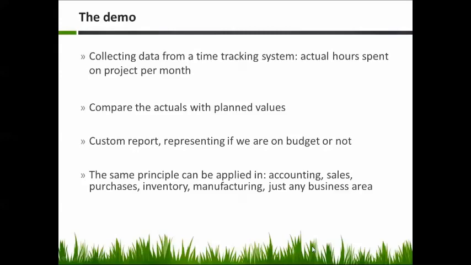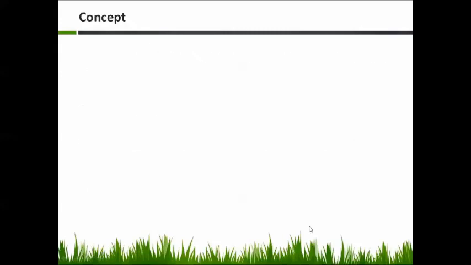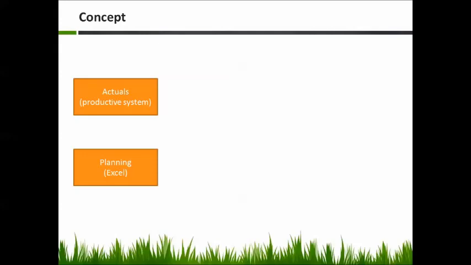Let's discuss the concept. So we will take data from two data sources. Actual values we take from the productive system, and some planning values we will take from an Excel sheet. So I have the actual data extracted from a productive software's database and some planning values which I type into Excel. Now I need to combine together these two data by using a key.